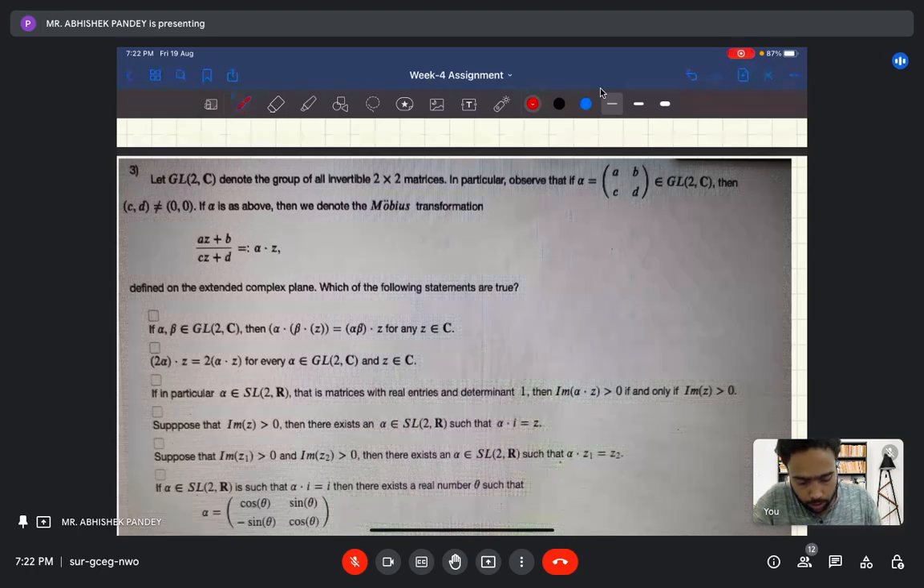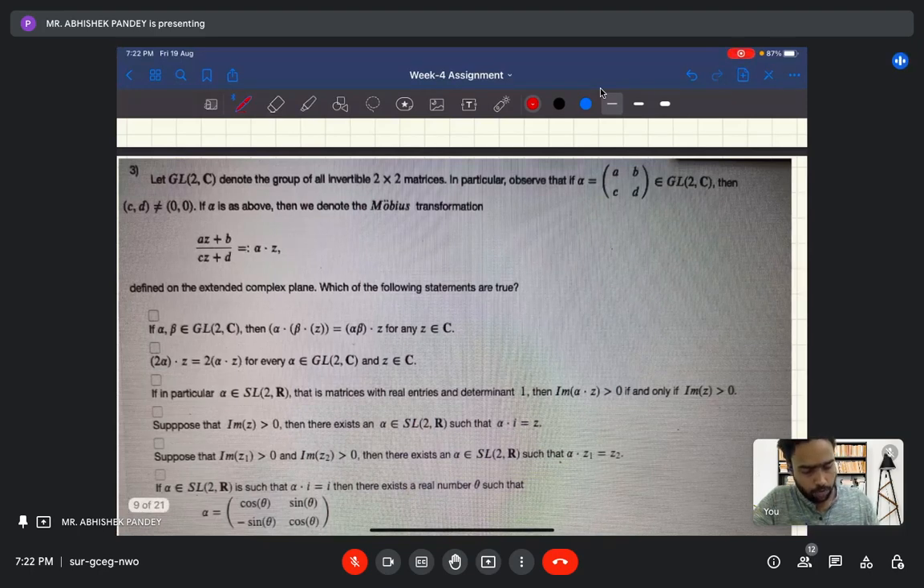So let GL2C denote the group of all invertible 2 cross 2 matrices. In particular, observe that if alpha is equal to (A, B, C, D) belongs to GL2C, then basically (C, D) cannot be (0, 0), because determinant of alpha is nothing but AD minus BC. So if C and D are both 0, determinant will be 0. So it will not be invertible.